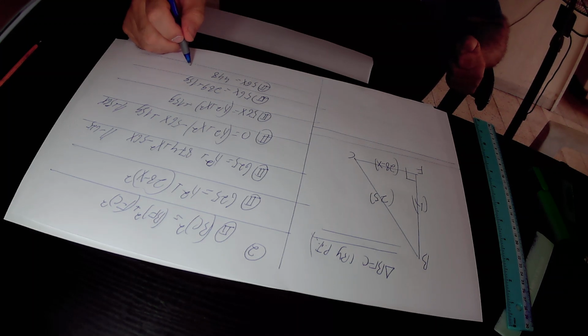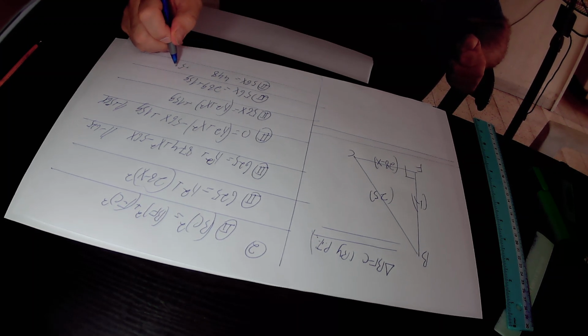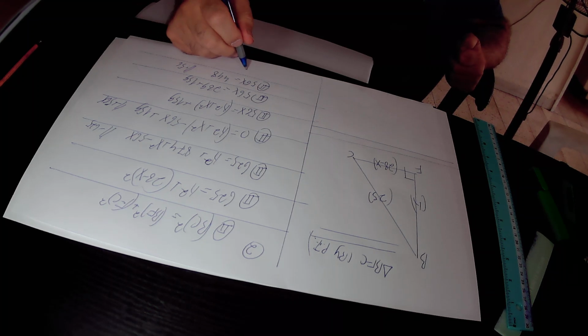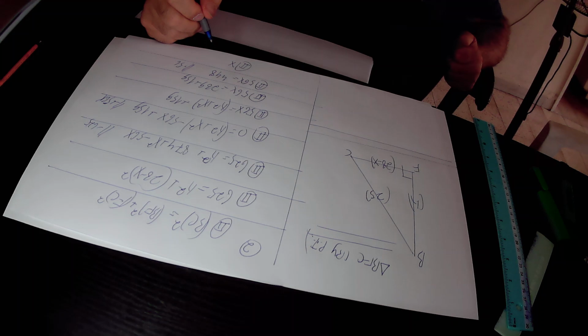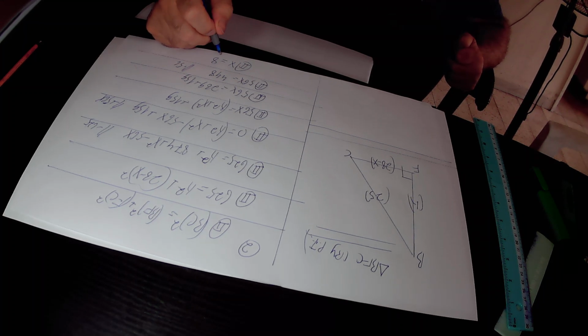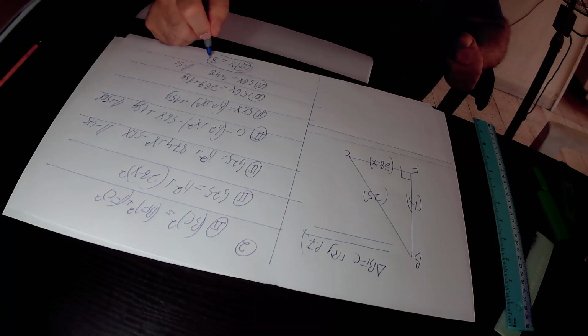Here we'll divide equation 2 by 56, and finally we get that x is equal to 448 over 56. 448 over 56 is 8. So in total we find that x equals 8 units in length.